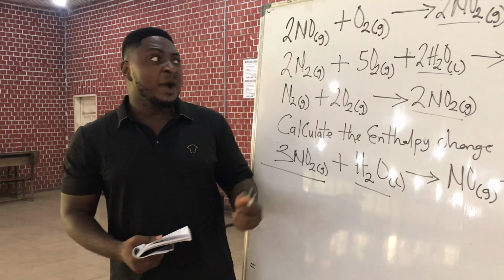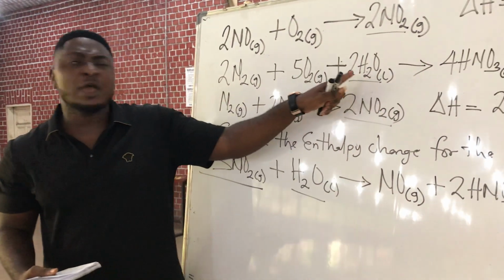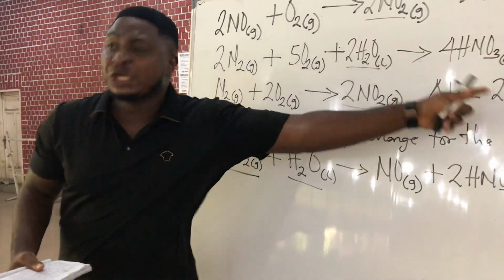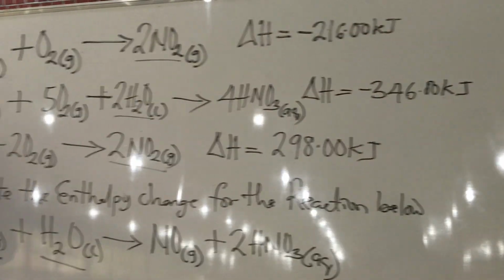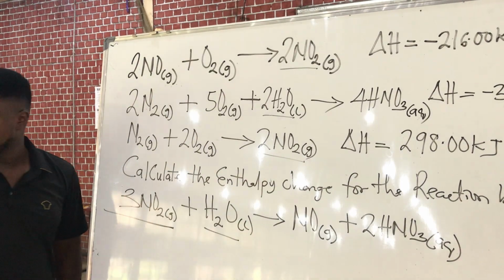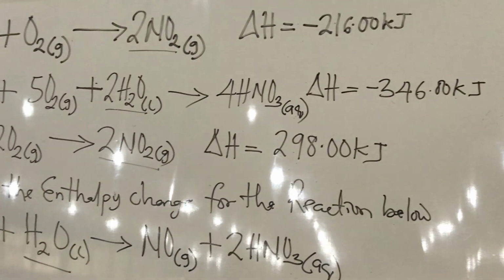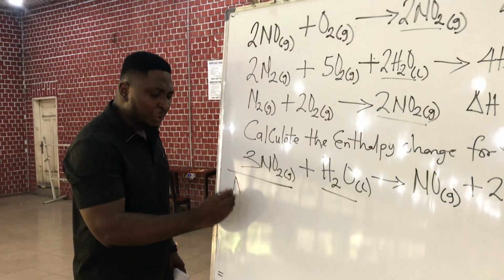Right? But if you say divide H2O by 2, is it only H2O you're going to divide? No. Anything you do to H2O, you must do to everybody in this equation. So we'll divide the whole of equation 2 by 2. So class, we'll say dividing equation 2 by 2.